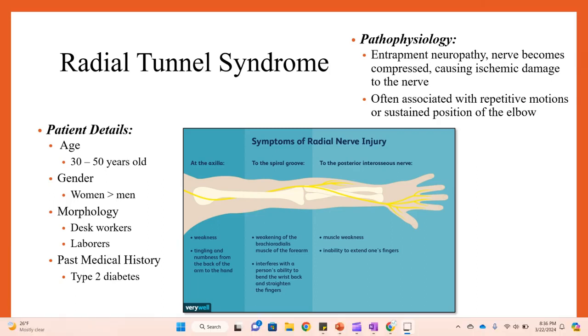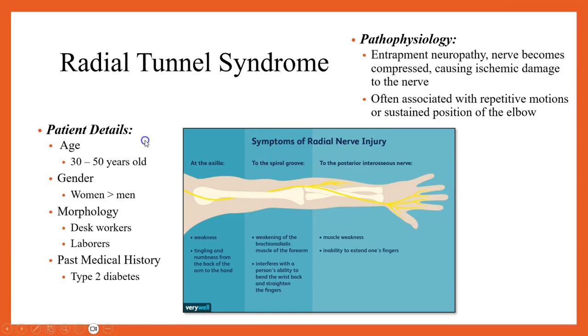Radial tunnel syndrome. As you can see here, it's going to be people aged 30 to 50 years old, women greater than men, desk workers and laborers. Type 2 diabetes is a past medical history. There's many areas where the radial nerve can come entrapped and compressed, but one of the ones I want you to understand is the one on the posterior humerus in the radial groove, right? That's an important thing if they have a fracture to the humerus. You're going to want to make sure that they have radial nerve sensation.